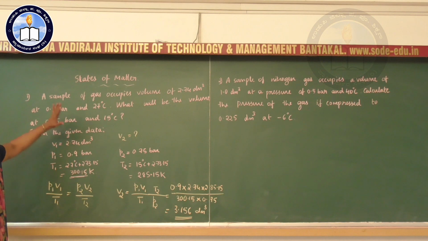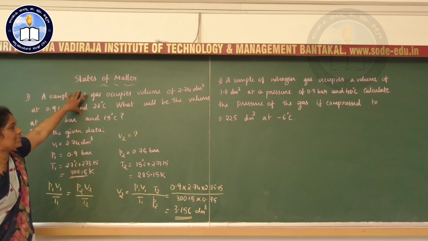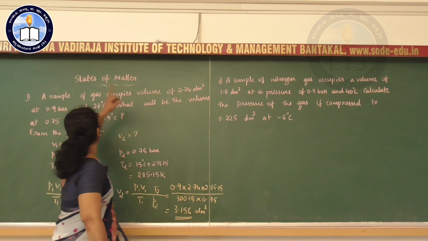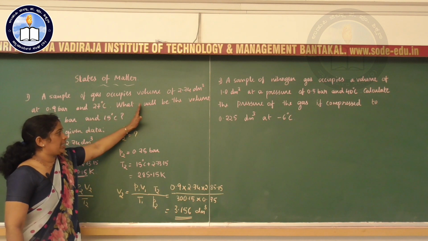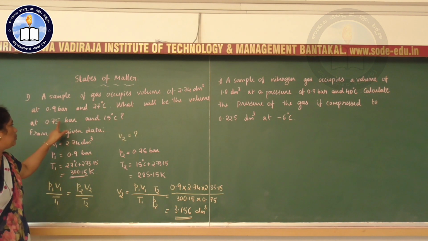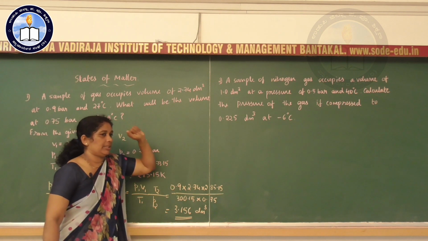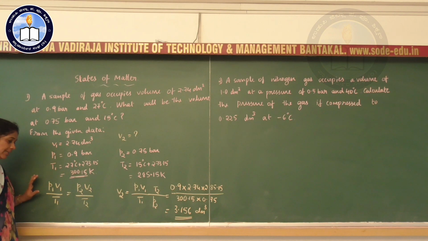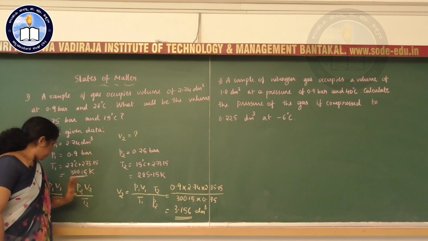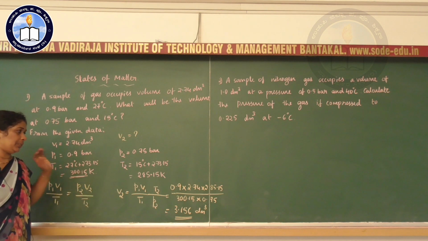Once again, in the initial state, these are the variables: volume, pressure, temperature. It is changed into the next state, where only pressure and temperature are given, but volume is not given. Our intention is to calculate the volume. We know that the combined gas equation is given as P1V1 by T1 is equal to P2V2 by T2.